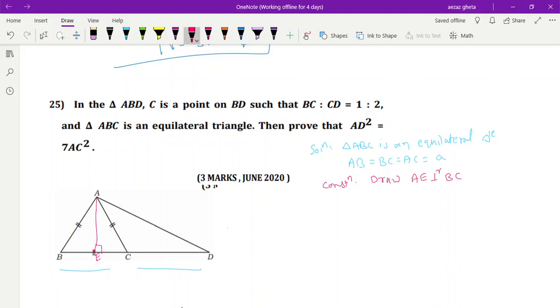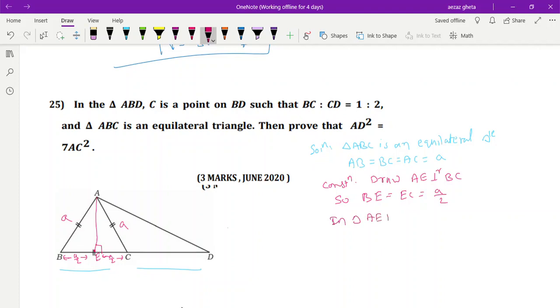So, if you know in an equilateral triangle, if you draw a perpendicular, it itself is a median also and an altitude, that is height also. So what it becomes, you know, if you take all the sides as a, then this will become a by 2 and this also will become a by 2. Is it clear? BE is equal to EC is equal to a by 2. Done, boys and girls.